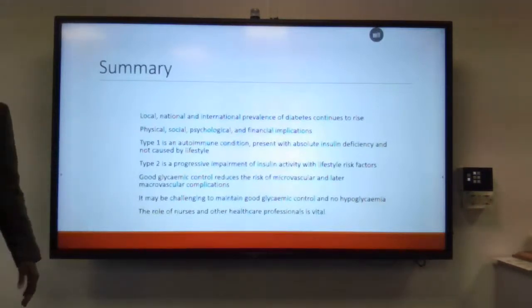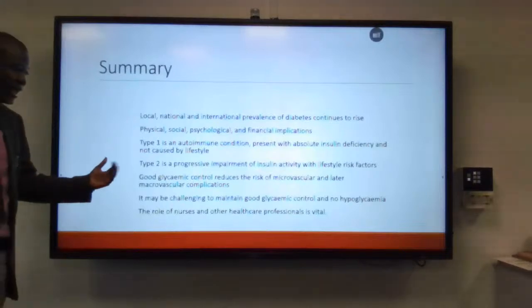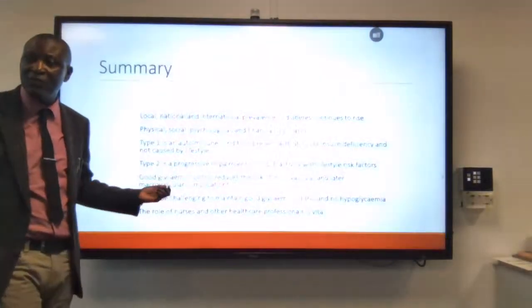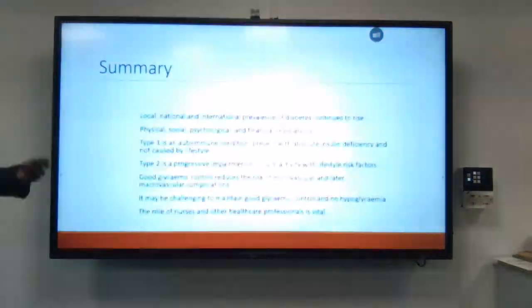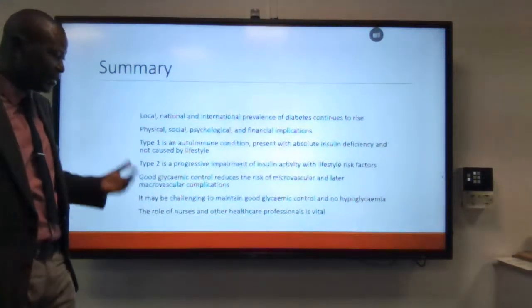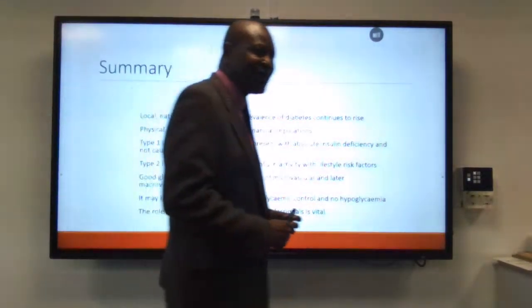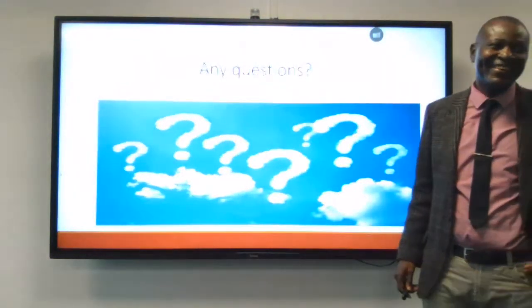Type 1 is an autoimmune disorder, and we need insulin. Type 2, obviously, is a situation where the insulin is insufficient or what is there is not working completely. As nurses, we really have to make sure that we control this blood glucose level tightly. It may be challenging, but our role as healthcare professionals is quite important. Yeah. Thank you.